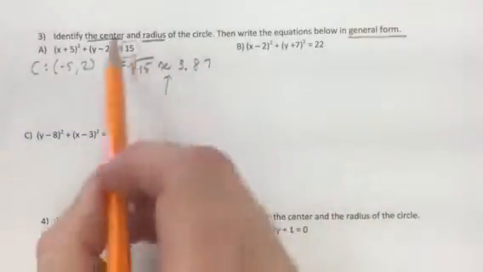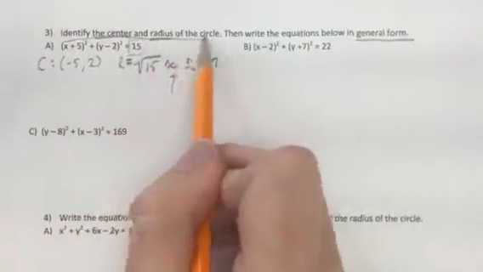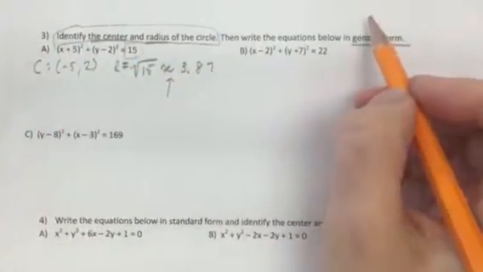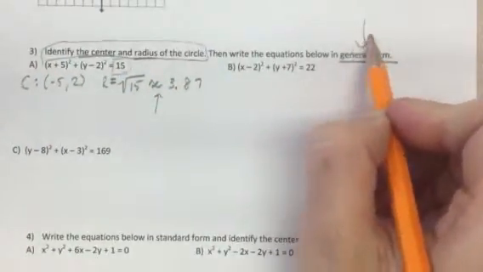All right, so I've done this first part now. I've identified the center and the radius. But I need to do this other part. Write the equation below in general form.